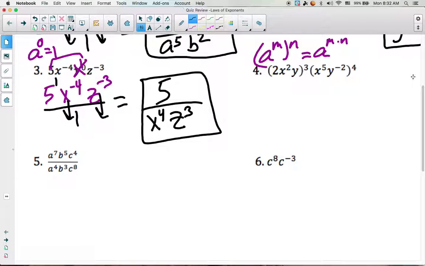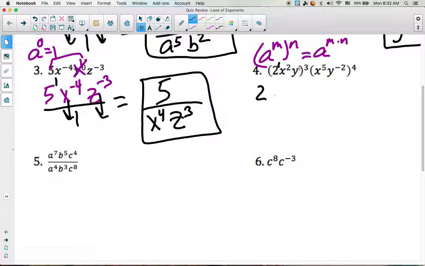For problem number 4, we're going to use this new property here that says a to the m to the n. So you have a power raised to another power. The rule says to take the two exponents and multiply them together. And remember that everything has an exponent, even the 2. So what we do is we see a parenthesis and an exponent. So that's our sign that we need to multiply.